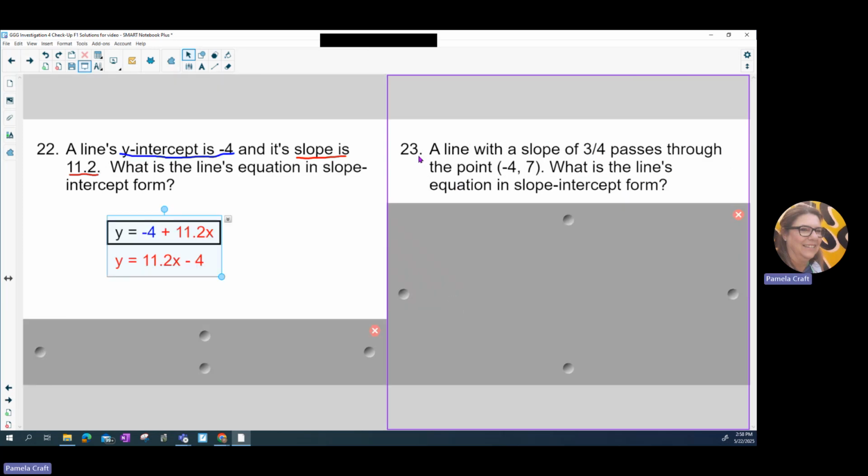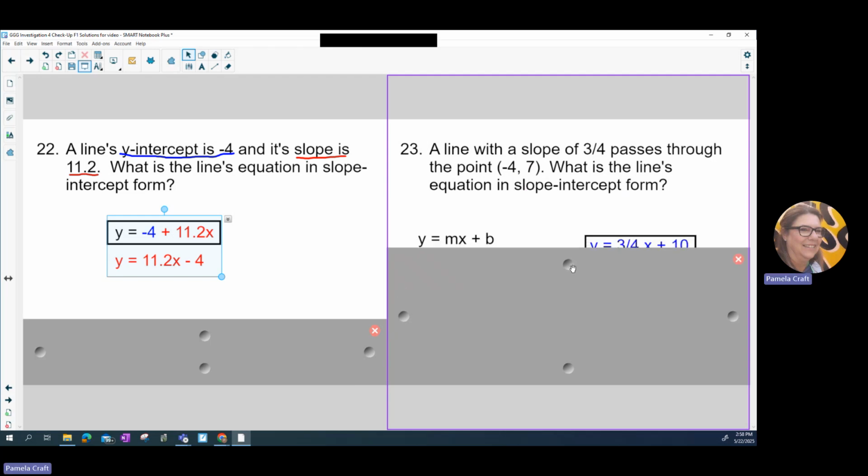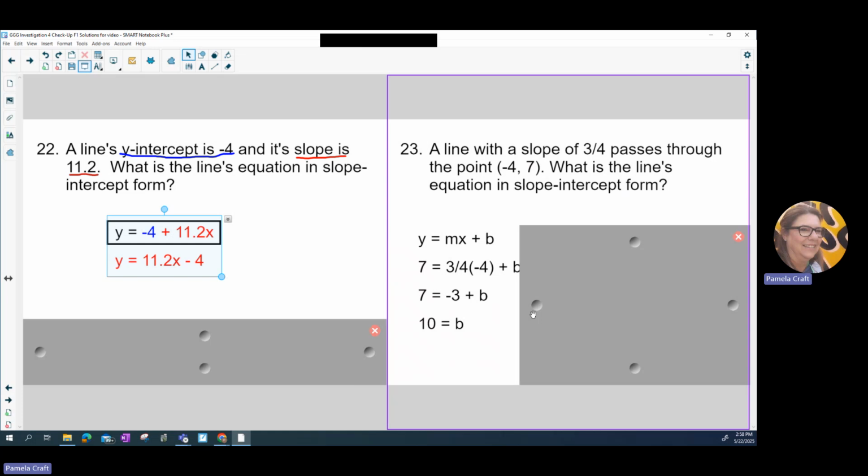Number 23, they give you the slope of 3/4, and they also tell you that it passes through the point of -4, 7. So I'm going to set this up. I'm going to use my slope, my y value and my x value to solve for my b. And then when I find my b, I can write my equation. So y equals mx plus b.